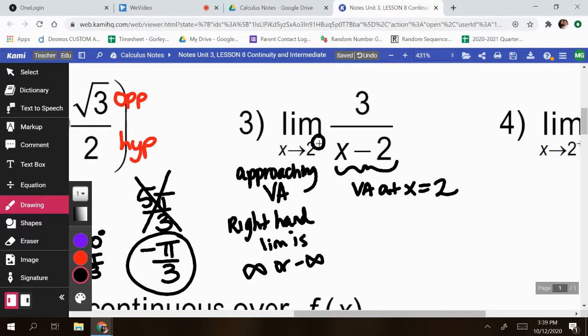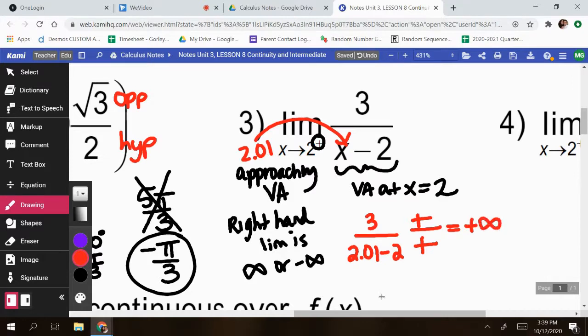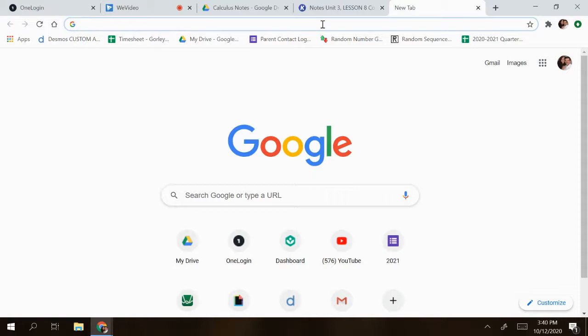So how am I going to figure that out? Well, if I'm approaching it from the right-hand side, let's look at a number that's a little bit bigger than 2. Like, let's look at the number maybe 2.01, something that's slightly bigger than 2. If I plug in 2.01, my numerator is positive and my denominator would be positive, and a positive divided by a positive would be a positive. So that means that my function is going to be going up to infinity from the right-hand side. Okay, and if we wanted to check our work, we could put that into our calculator as well. Let's go ahead and pull up Desmos.